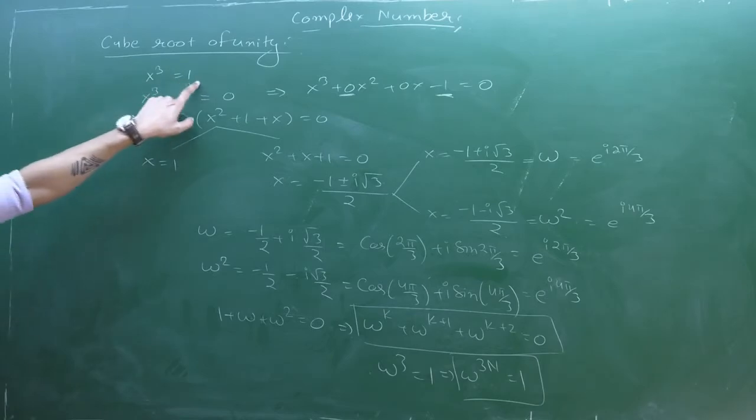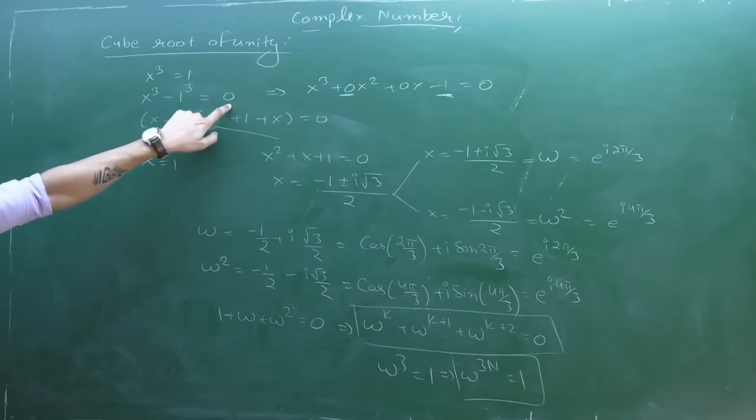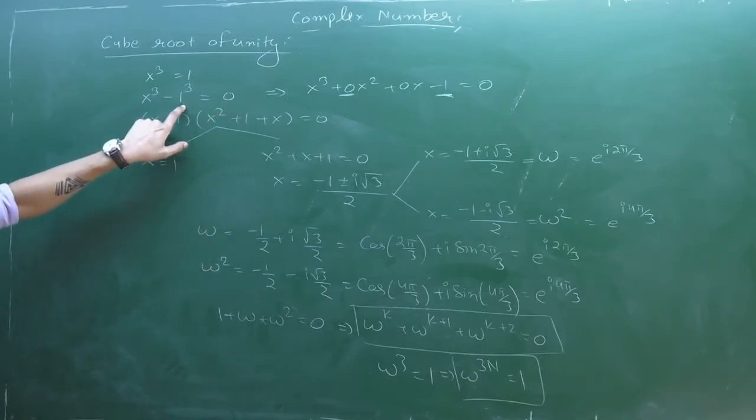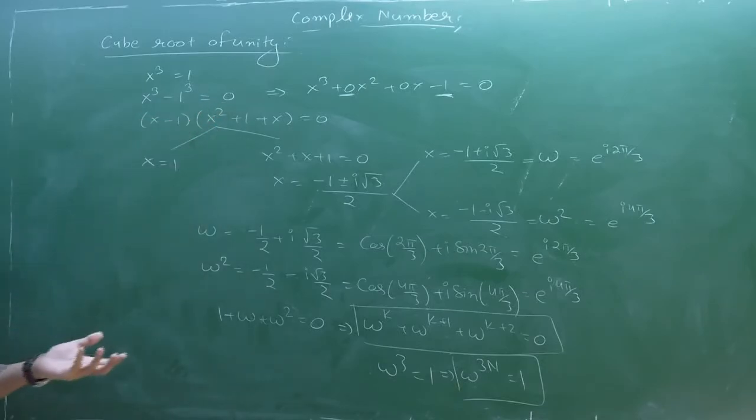Beta, we have x cube is equal to 1. We can also write this as x cube minus 1 is equal to 0. 1 is also equal to 1 cube. So now apply the formula a cube minus b cube, simple.